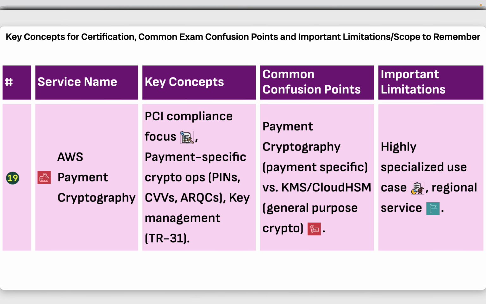AWS Payment Cryptography. The key concepts are PCI compliance focus and payment-specific crypto operations like PINs, which is personal identification number, CVVs, which is card verification value, ARQCs, which is authorization request cryptogram, and key management with TR-31. This is a specific format or specification. The confusion is between Payment Cryptography, which is payment specific, versus KMS/CloudHSM, which is general-purpose cryptography. Limitations: a highly specialized use case and a regional service.